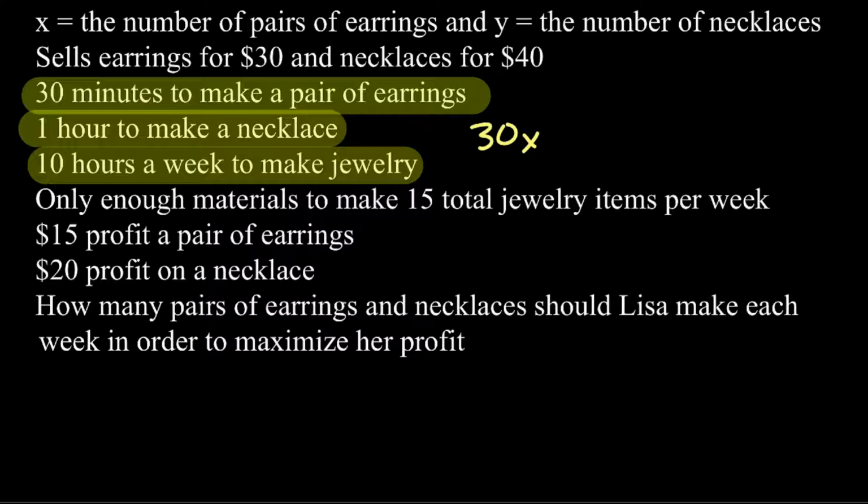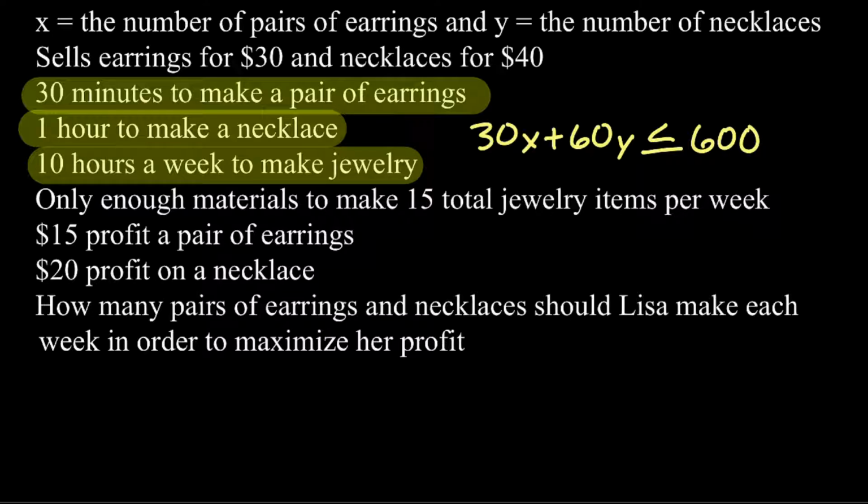Add to that, now be careful here, 1 hour and 30 minutes. These are in different units. So we want to say plus 60y. So that's the amount of time that she's going to spend making necklaces in a given week. And that has to be less than or equal to, at most, 10 hours a week. So less than or equal to 600. So that's one of our equations right there.